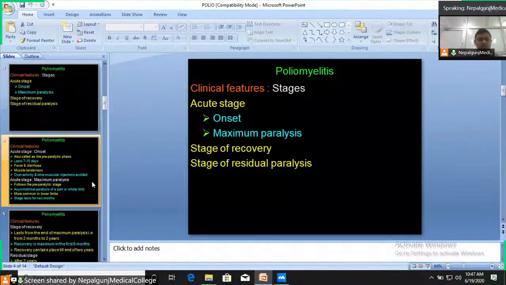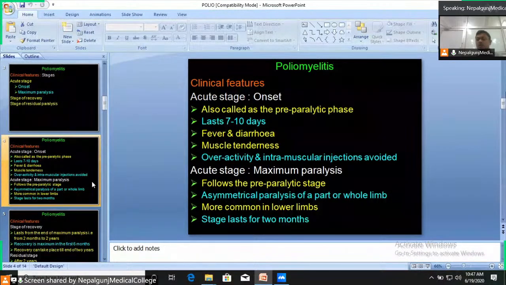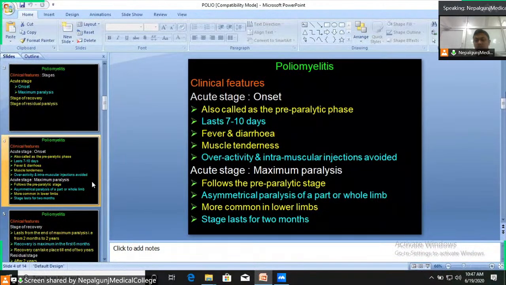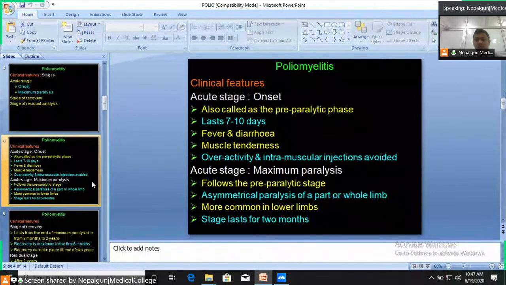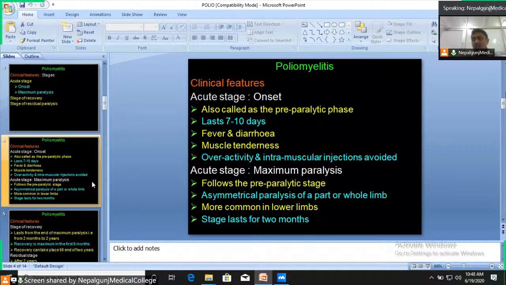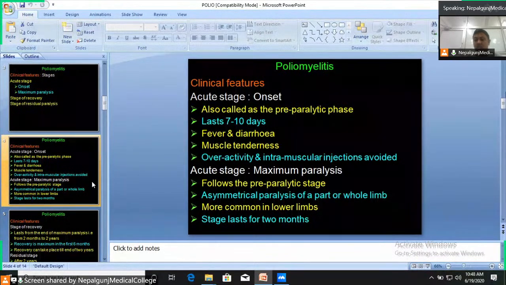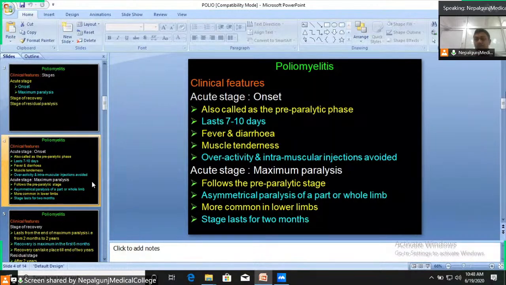So starting with the acute phase, the acute stage onset, it is also called the pre-paralytic phase. There is no paralysis at the beginning, which usually lasts for 7 to 10 days. Usually at onset the child is febrile, has a history of diarrhea, there is severe muscle tenderness, and there is overactivity of the muscles. And usually what the child complains of is that intramuscular injections are often painful for the child, and they should be avoided.